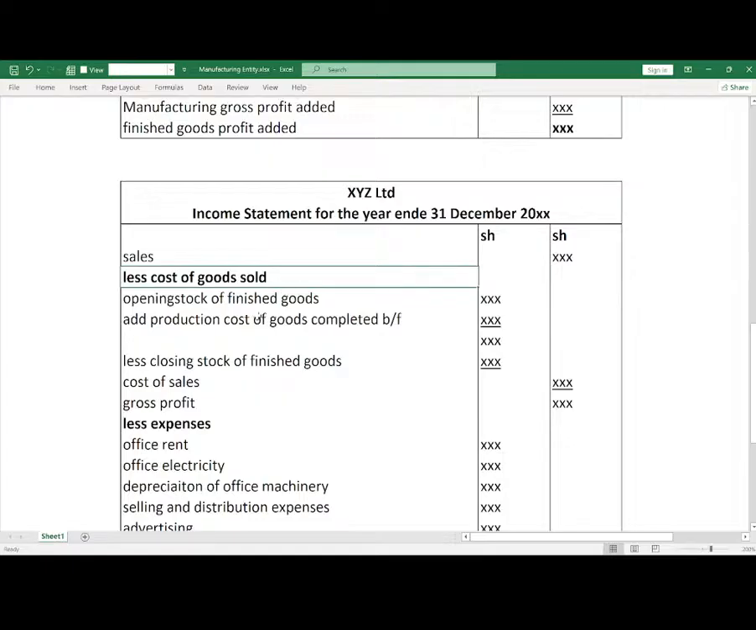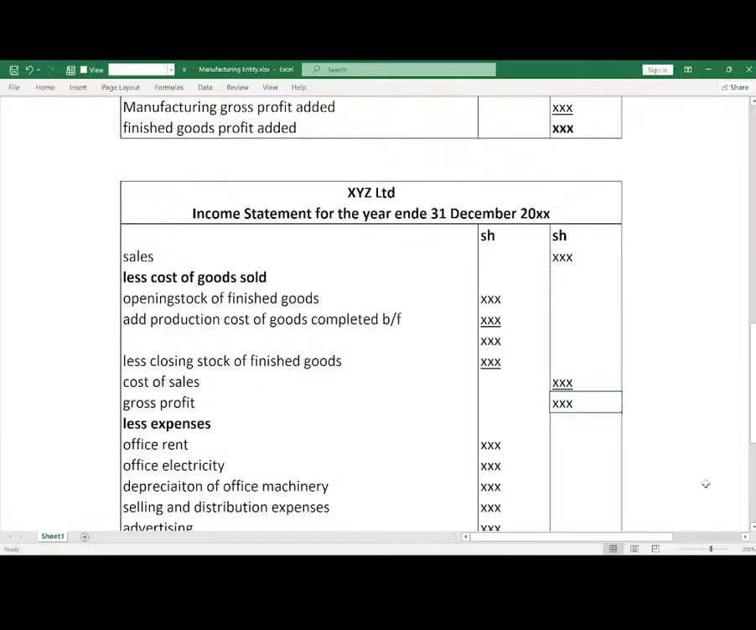We add the opening stock of finished goods. We add the production cost of goods completed brought forward, as you can see. Then we less the closing stock of finished goods. We get the cost of sales. The cost of sales, we subtract it from the net sales to get the gross profit. So this is our gross profit.